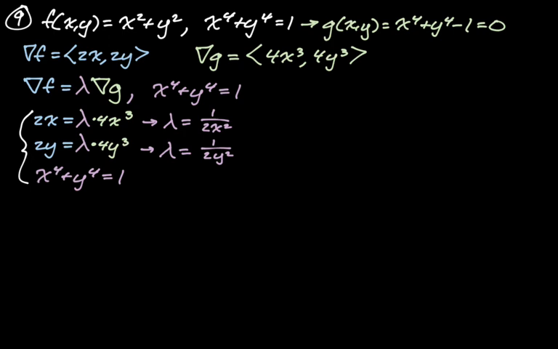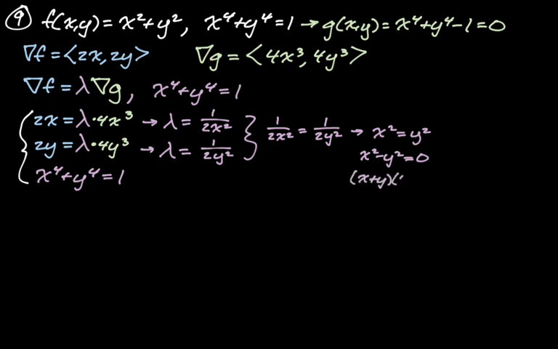But two things equal to lambda, so they're equal to each other. So 1 over 2x squared equals 1 over 2y squared, which means x squared equals y squared. Then we can move everything to one side and use the difference of squares, so x plus y times x minus y, which gives us either x is equal to negative y, or y is equal to x.